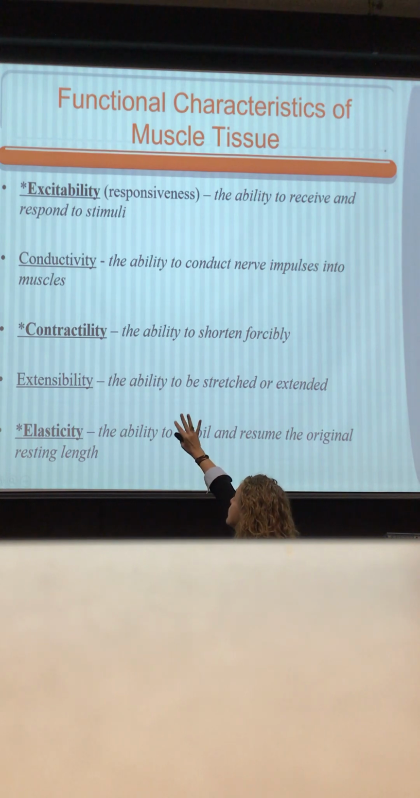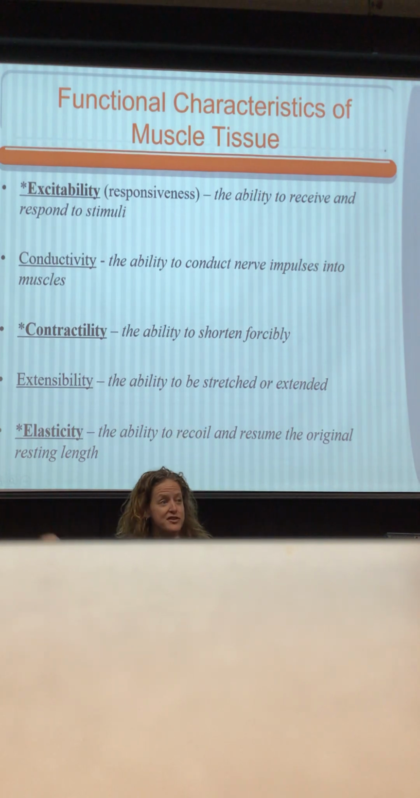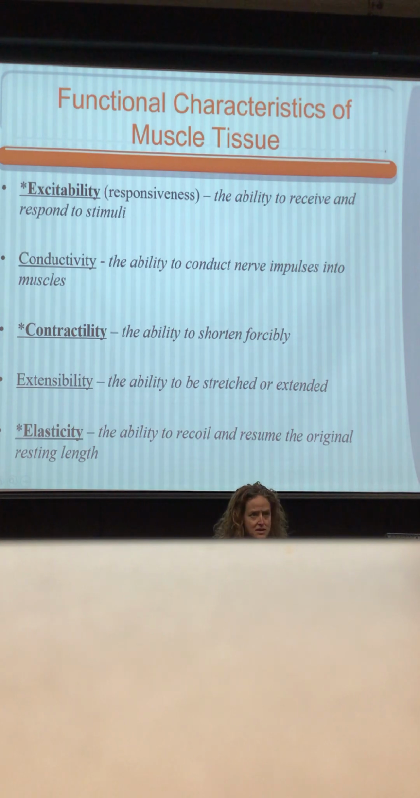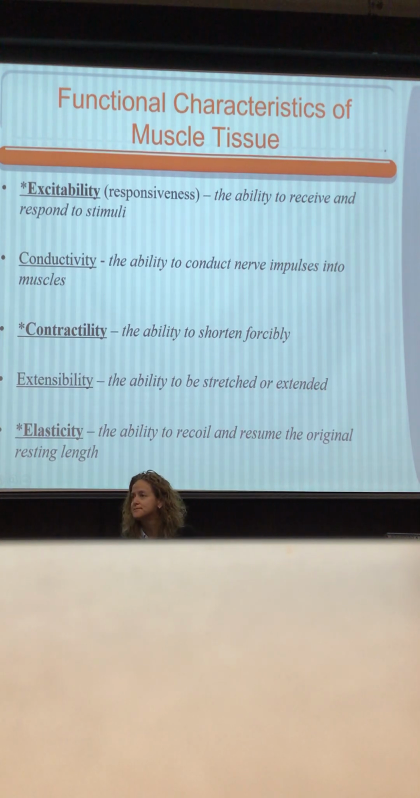It is also what we call excitable. It's responsive to stimuli. The stimulus is a nerve impulse. When we send a nerve impulse into a muscle, it will contract. Not every type of tissue is responsive in that way. If you send a nerve impulse into a skin cell, it's not going to do anything. So these are unique to muscle.